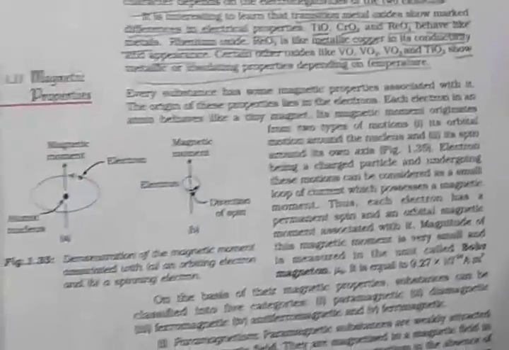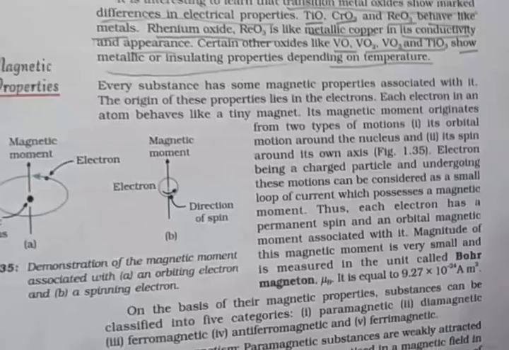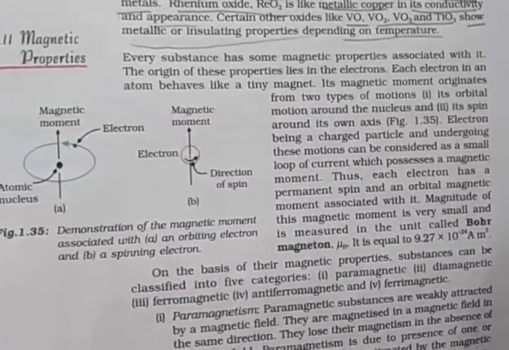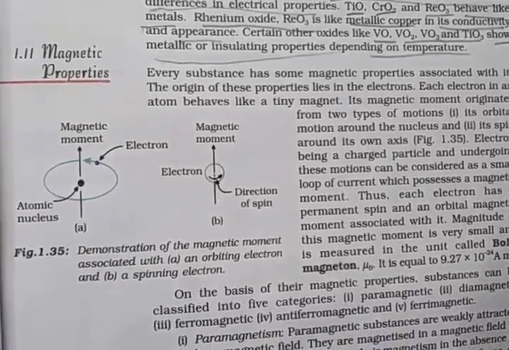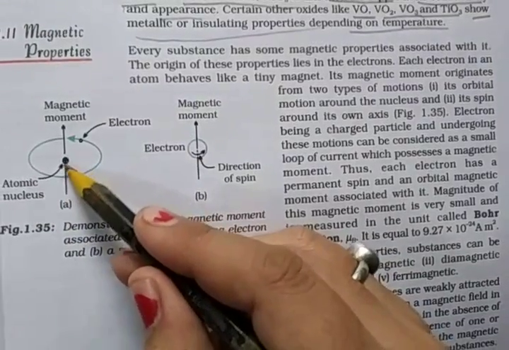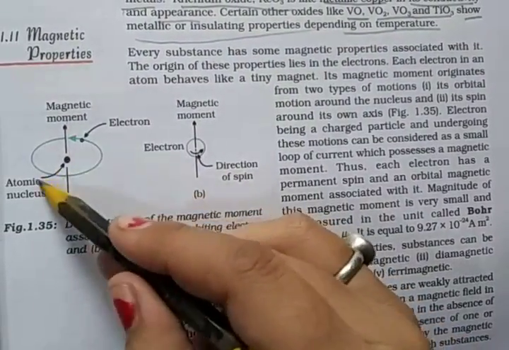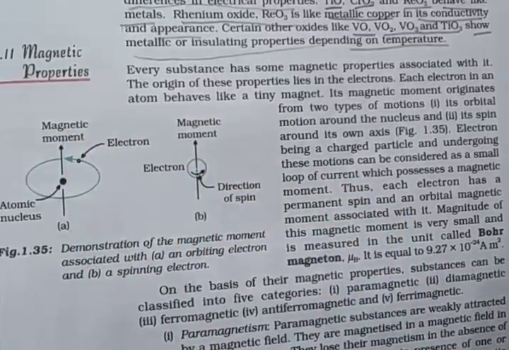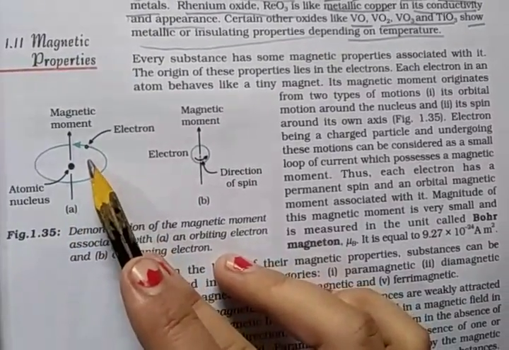Then next topic is magnetic properties. Here you see the atomic nucleus, right? Every substance has some magnetic properties associated with it, and the origin of this property lies in electrons.